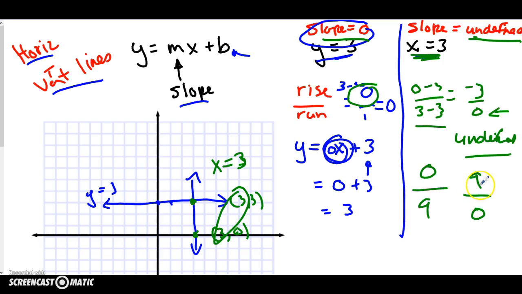That doesn't make any sense. That's not a real question, right? If I'm going to give something to nobody, that question doesn't make much sense. So that's an undefined question, and an undefined slope.